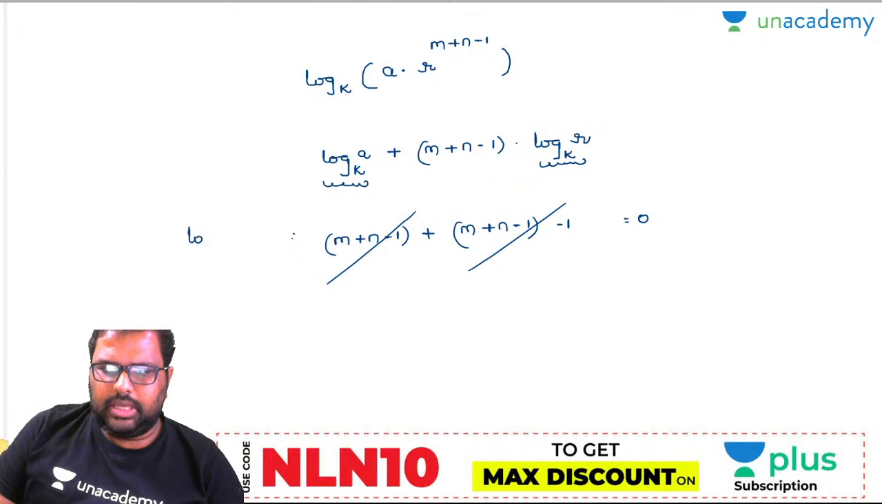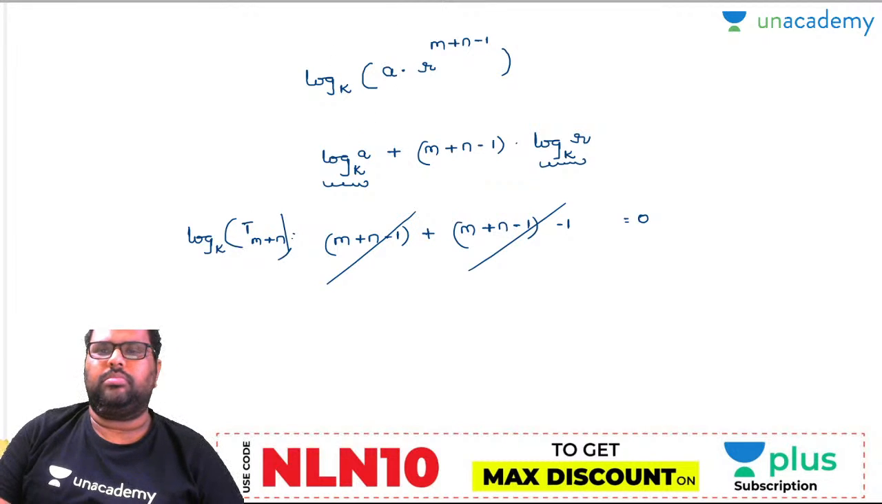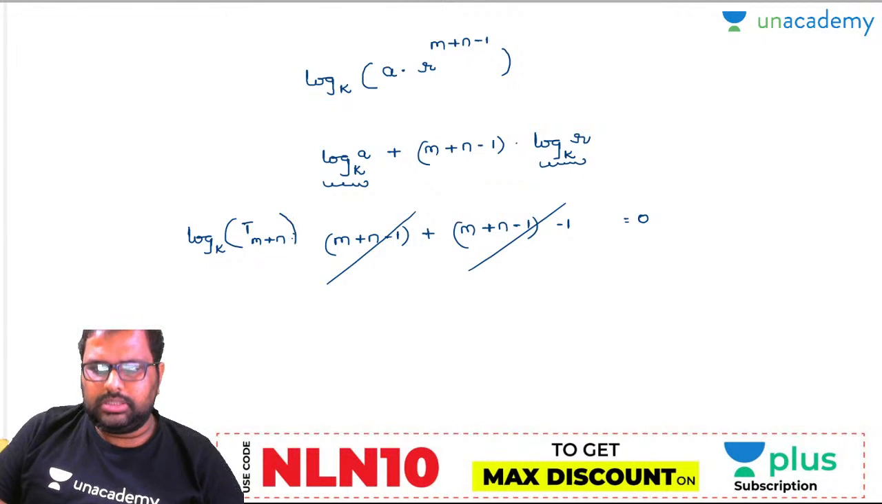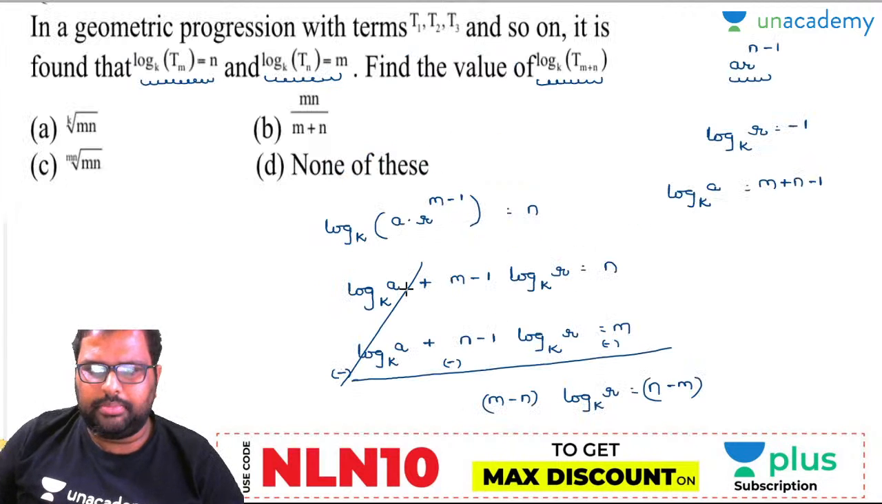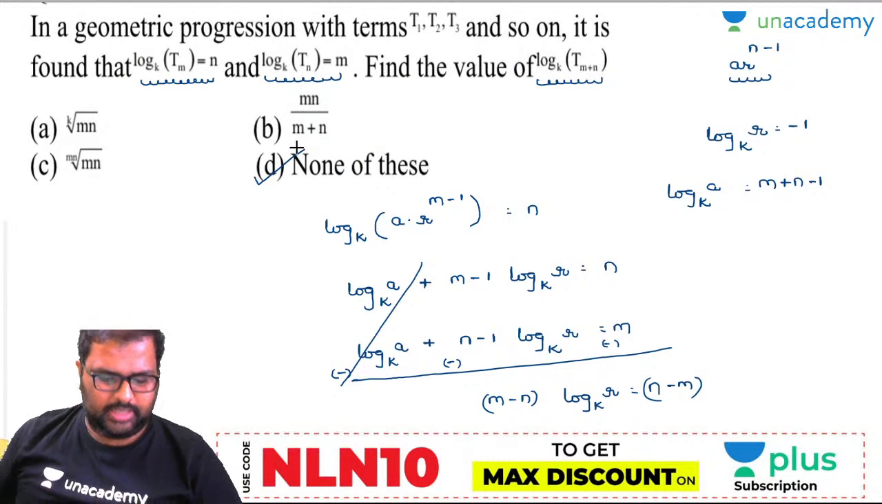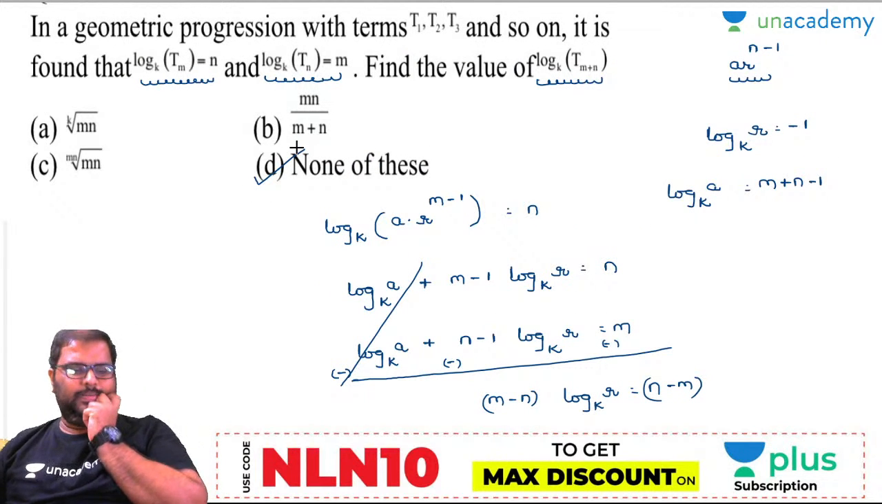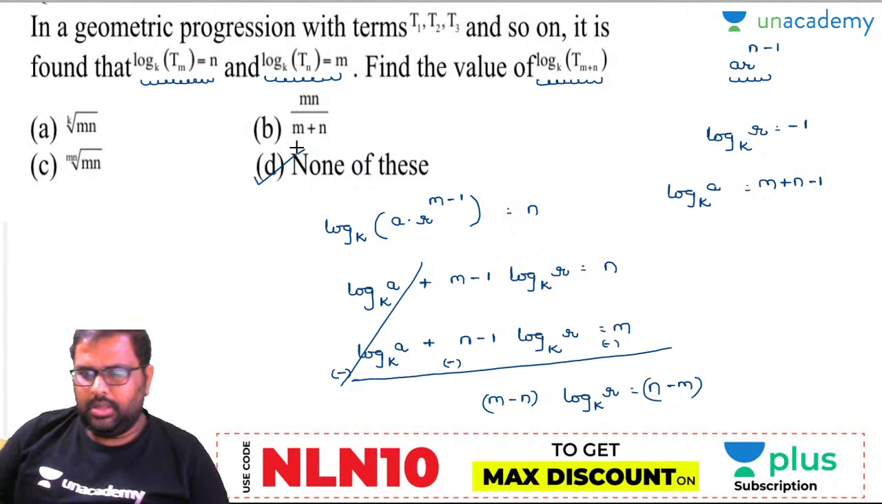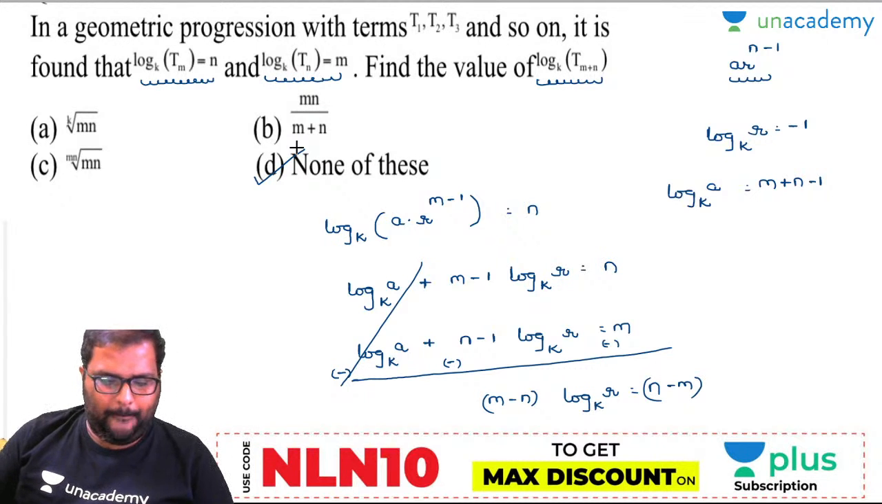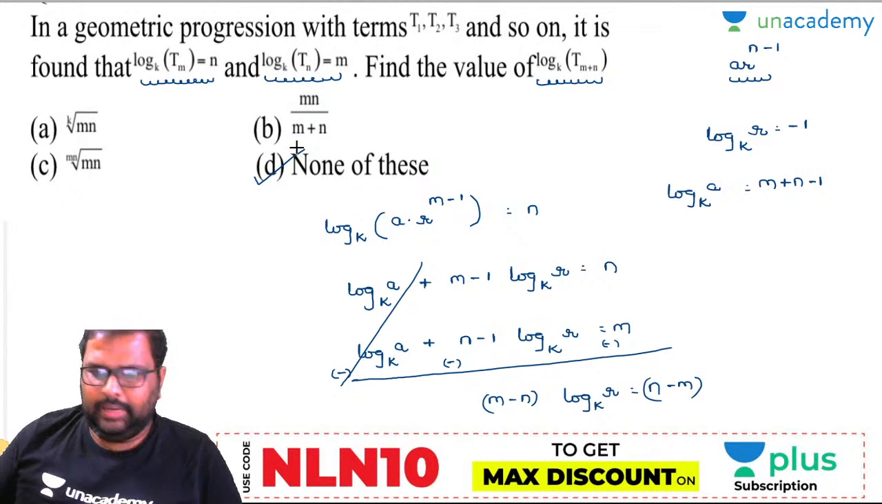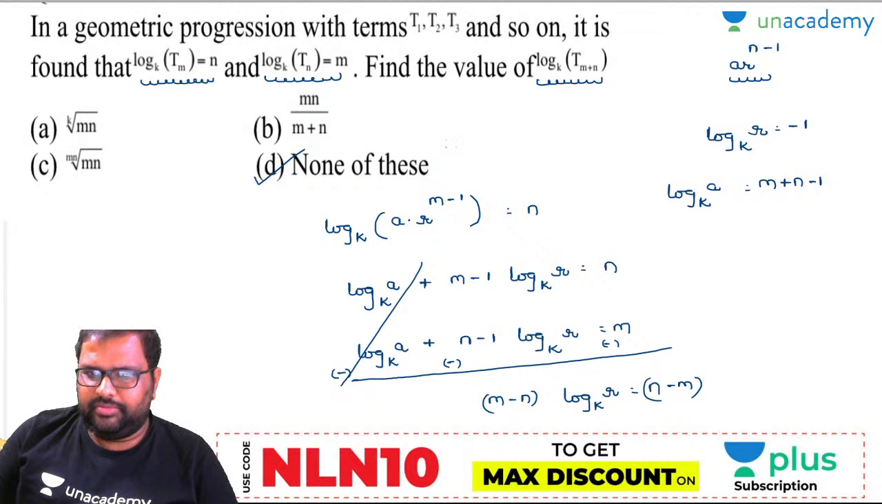Log base k t to the power of m plus n. This is the answer. How many of you got the same answer there? And your option number? None of these matches. Is it clear? So your value will be 0. Done. None of these, but 0 is the answer. Nothing satisfies there. Done. Clear.